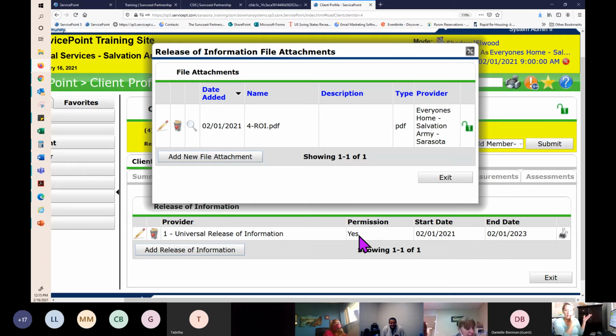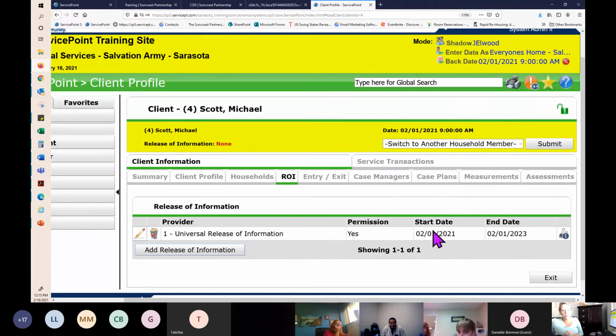The client and Salvation Army Sarasota is showing that you have CYA'd, you've covered your agency. From here, the client's good for 2 years. The client may get referred to another agency or work with another provider within the continuum of care. They do not have to sign another one if they have this one.